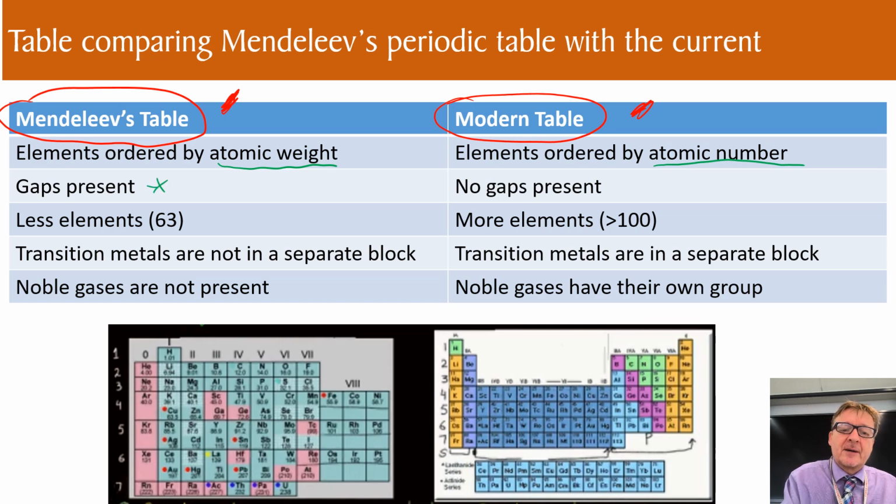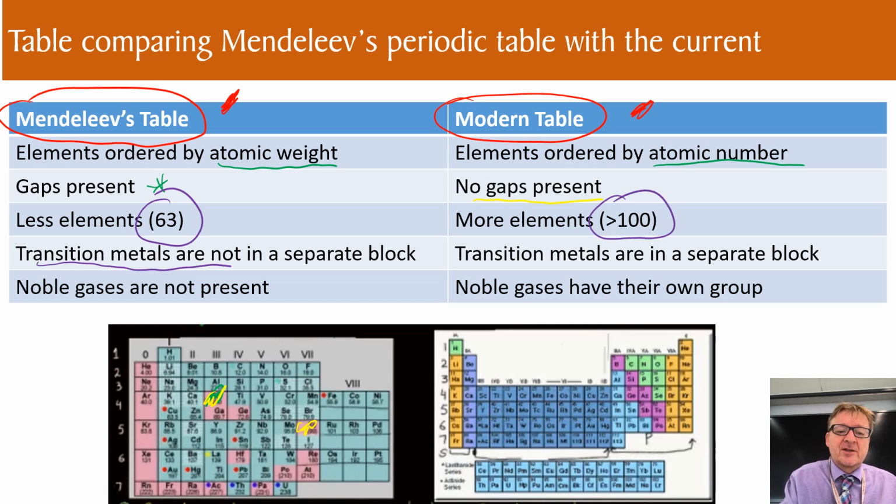Mendeleev left gaps. I'm not quite sure if I can draw gaps on here, so maybe a gap there, and if I change the colour a little bit, a gap there, and there might be a gap there. In the modern one, there are no gaps. That is one of the most important things about Mendeleev's: he wrote down gaps because he knew there were other elements still to be found. He also only had 63 elements, where we've got more than 100, because they hadn't been found.